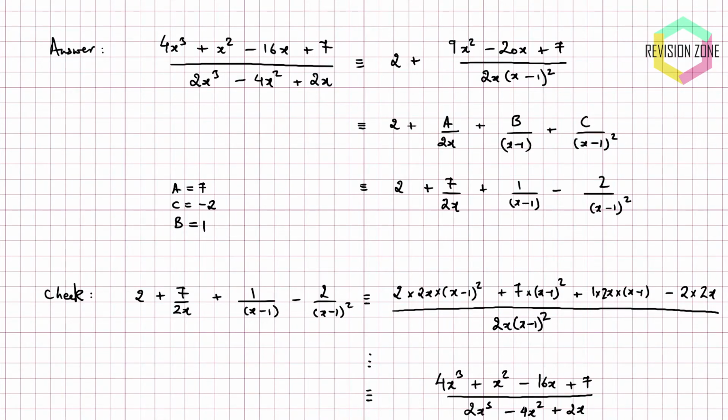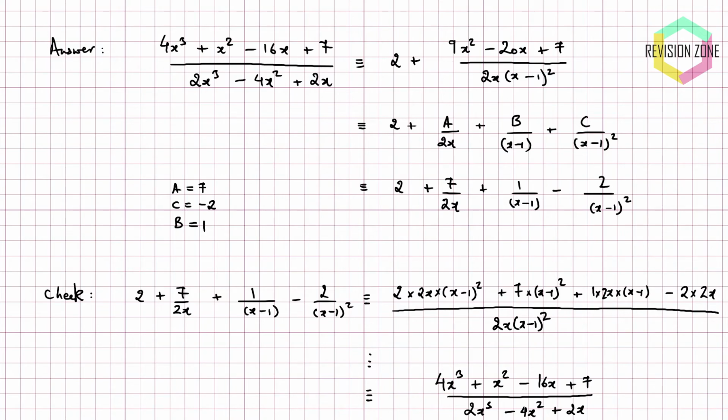In the interest of time, I've just written out what the answer is going to look like. This is the thing we started with, and we were able to express it in this sort of form, where the thing on the right-hand side is now a proper fraction. Then we figured out that once we write it in partial fraction form, A, B, and C happen to be 7, 1, and minus 2 respectively. So we can put that in, and this is basically our answer in partial fraction form.